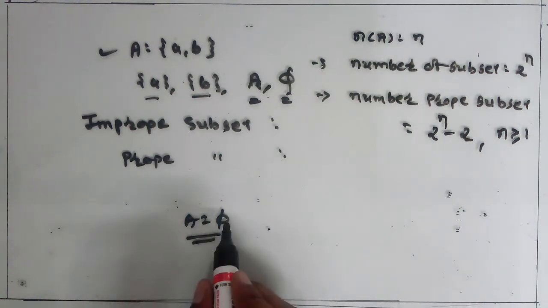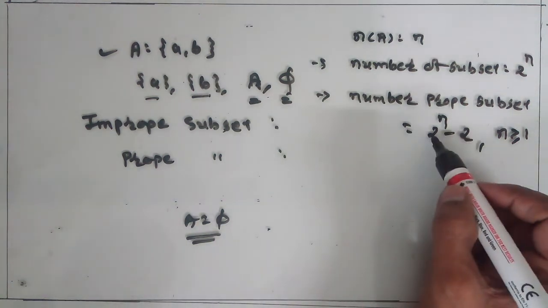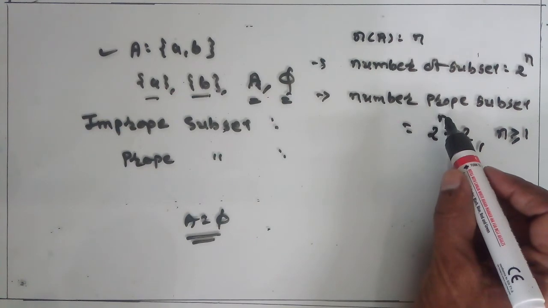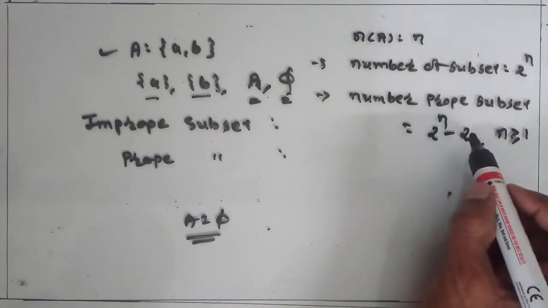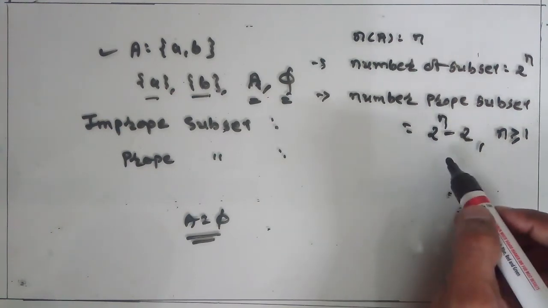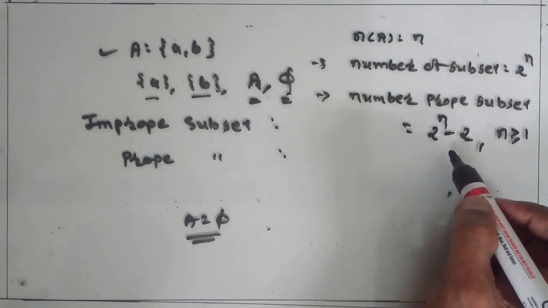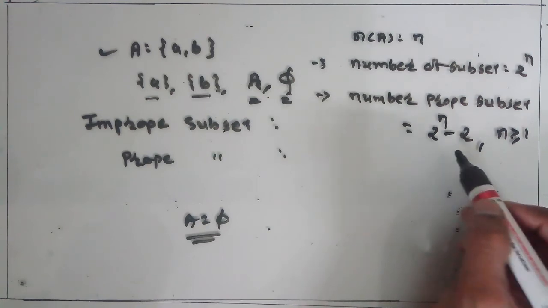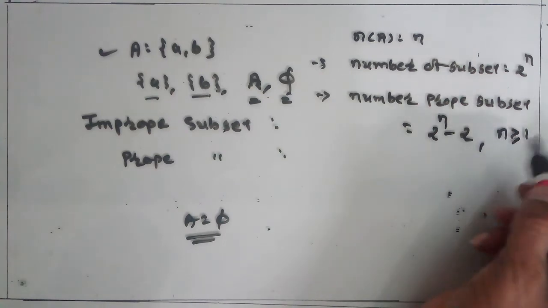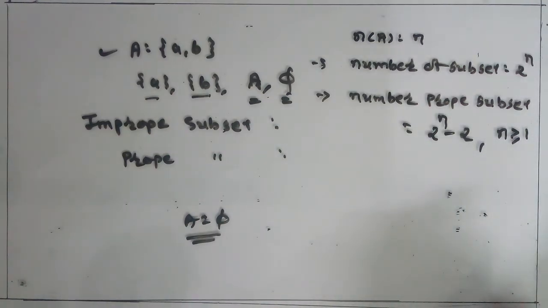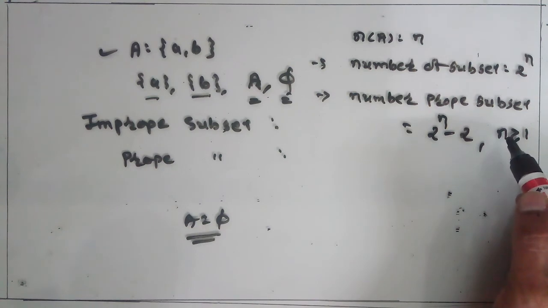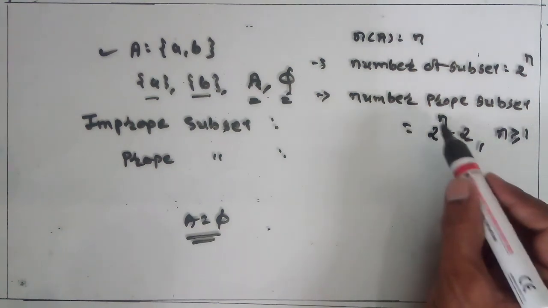If A contains no elements, then here it becomes 2 raised to 0, that is 1, minus 2, that is minus 1. Clear? Not possible. So here always the number of proper subsets of a given set with n elements, n ≥ 1, is 2^n minus 2.